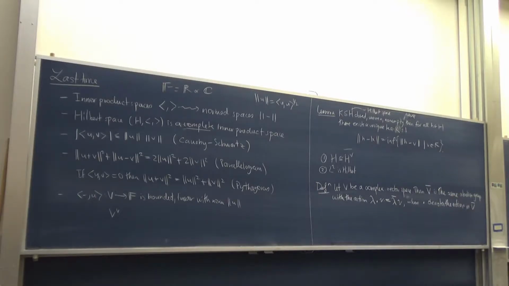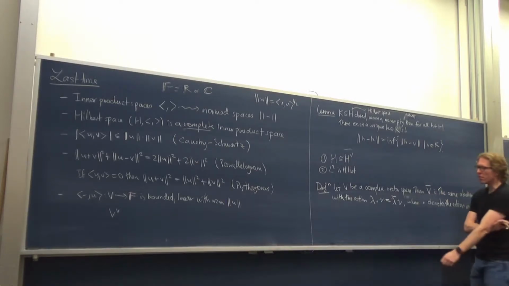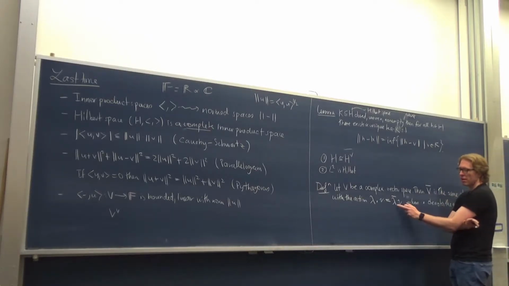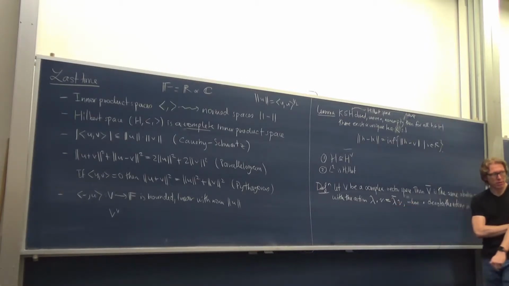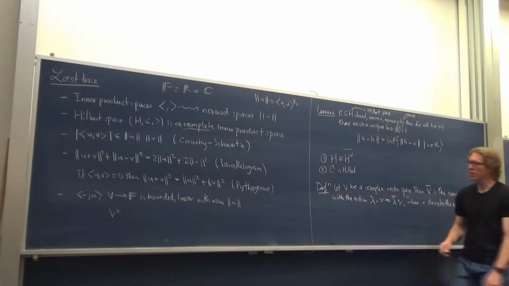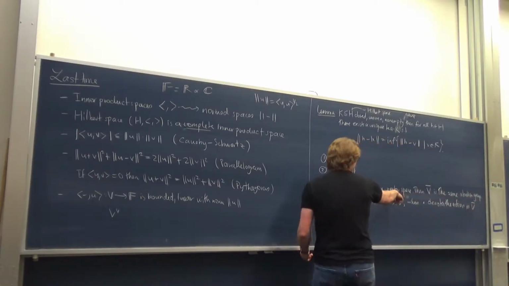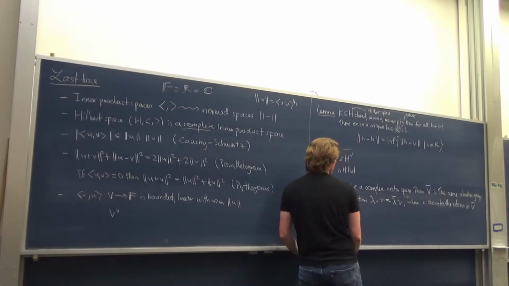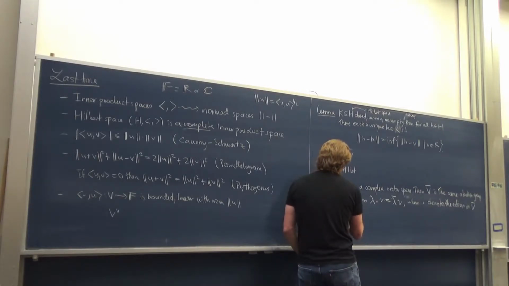So V bar is the same set as V, or the underlying set of vectors is the same. And a scalar acts on a vector v in V bar by the action in V of the conjugate of lambda. All right? So that's a vector space, as you can easily check. I mean, the point is this is a ring homomorphism, so that's what makes it easy to see why it should be true. This is called the conjugate vector space.